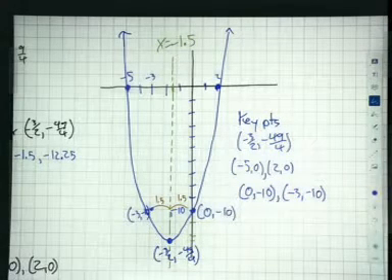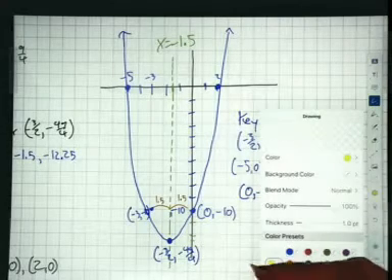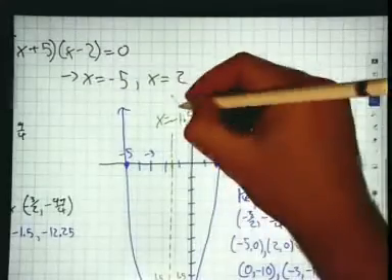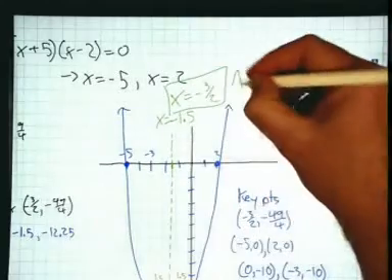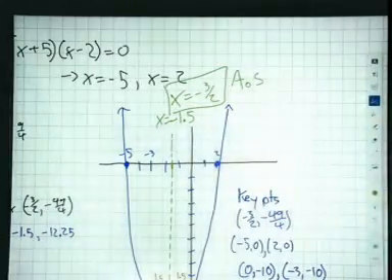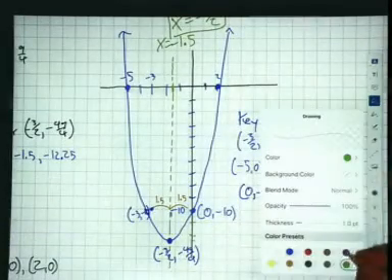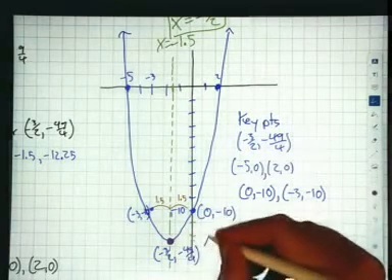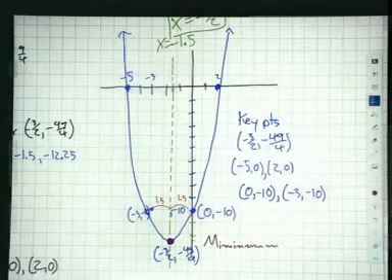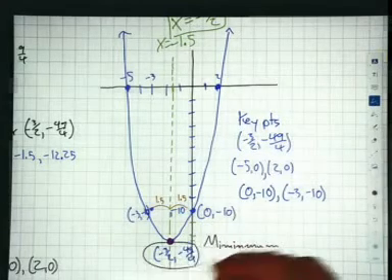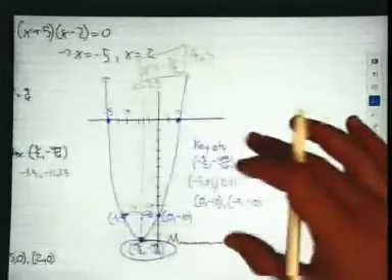So there's our graph. What is the equation for the axis of symmetry? X equal to negative 3/2. That's your axis of symmetry. We have a minimum. This point right here is a minimum at negative 3/2, negative 49/4.